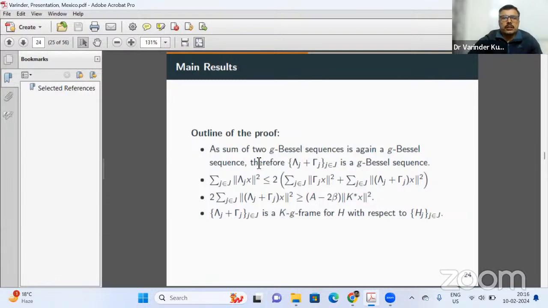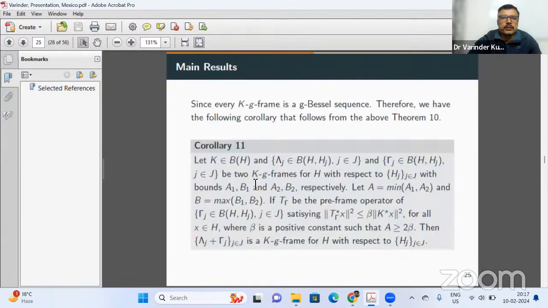And this is how we have proved this result. So G Bessel sequences sum is also always a G Bessel sequence. Therefore, this is a G Bessel sequence. And this is what these conditions and the conditions that we have taken as hypothesis are going to work out. The sum is coming out to be a kg frame.